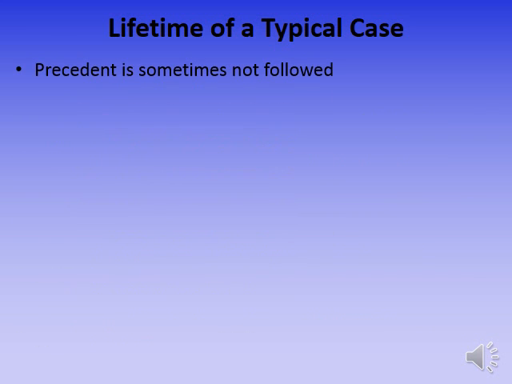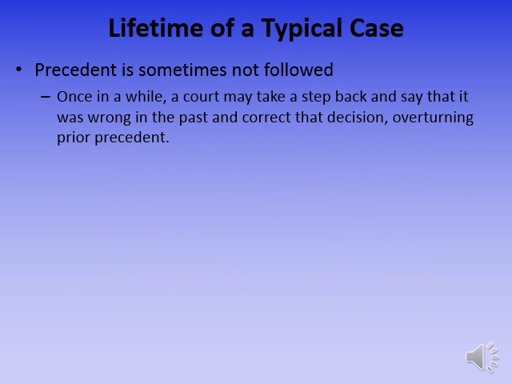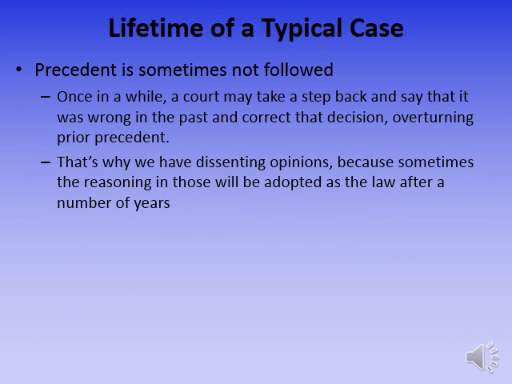Now, before we leave the topic of precedent, let's point out that precedent is sometimes not followed. Sometimes a court will reverse its course and not follow an earlier precedent. Once in a while, a court may just take a step back and say, we're really sorry, in the past we had a prior decision, but it was wrong, so it'll correct that decision by overturning that prior precedent. And so really that's why we have those dissenting opinions, because sometimes the reasoning in those will be adopted as the law after a number of years.